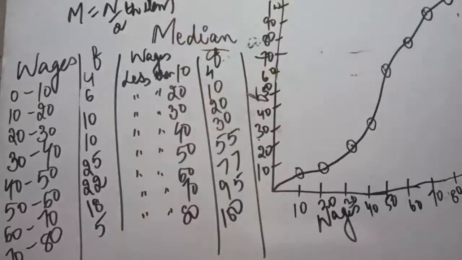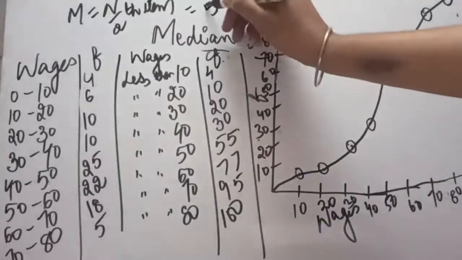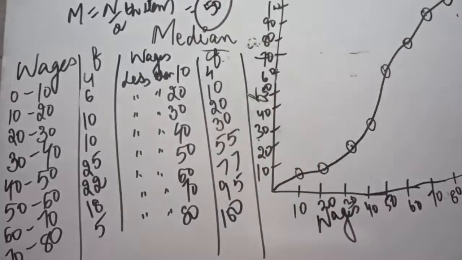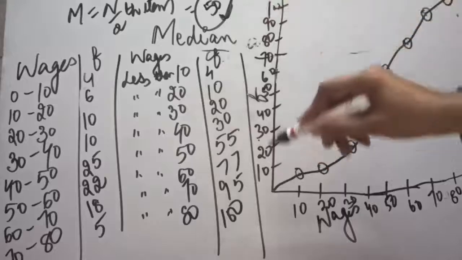This we have seen in case of every question. So here in this question n is 100. 100 by 2 is the 50th item. So now we will plot this point. This is our n, so it means our frequency.